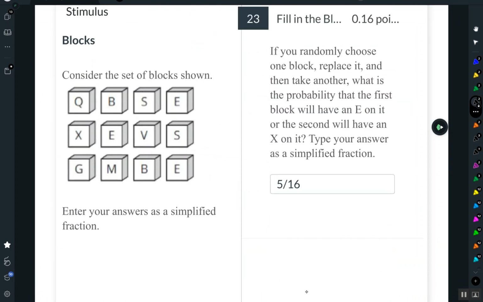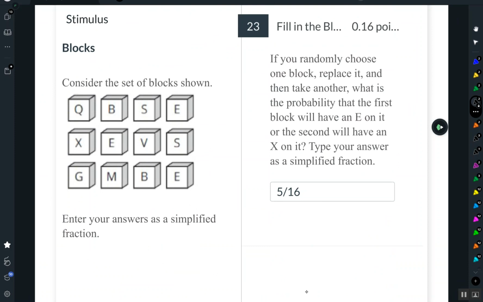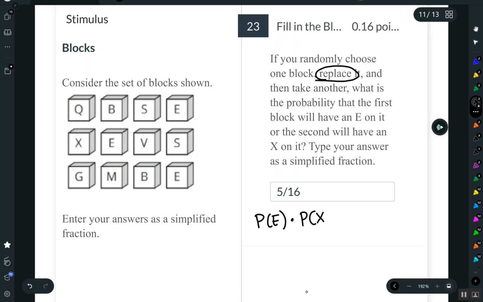Okay, now the blocks. Consider the set of blocks shown. Enter the answers as a simplified fraction. If you choose one block, replace it, and then take another, what is the probability that the first block will have an E on it and the second will have an X on it? So there's 12 blocks. So we need the probability of an E, and then we're going to multiply that the probability of getting an X. Because it says, oh, wait, no, this says or.